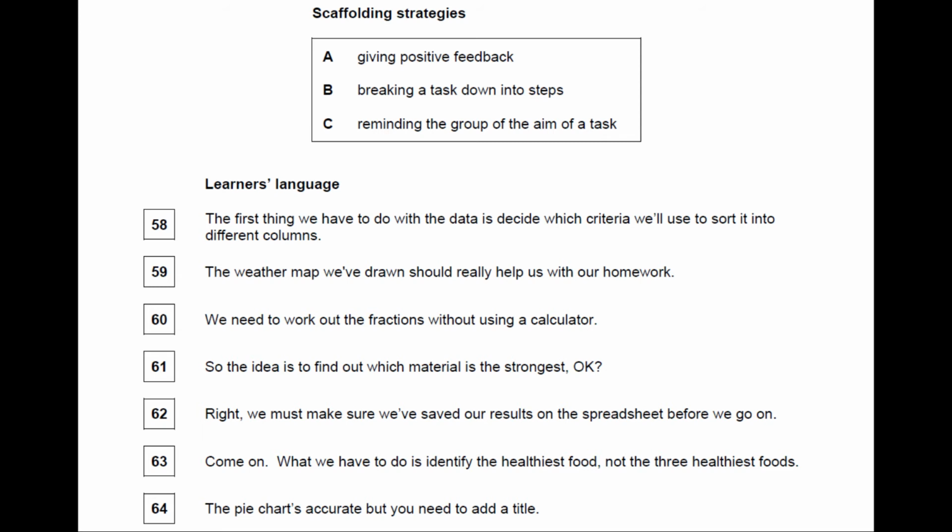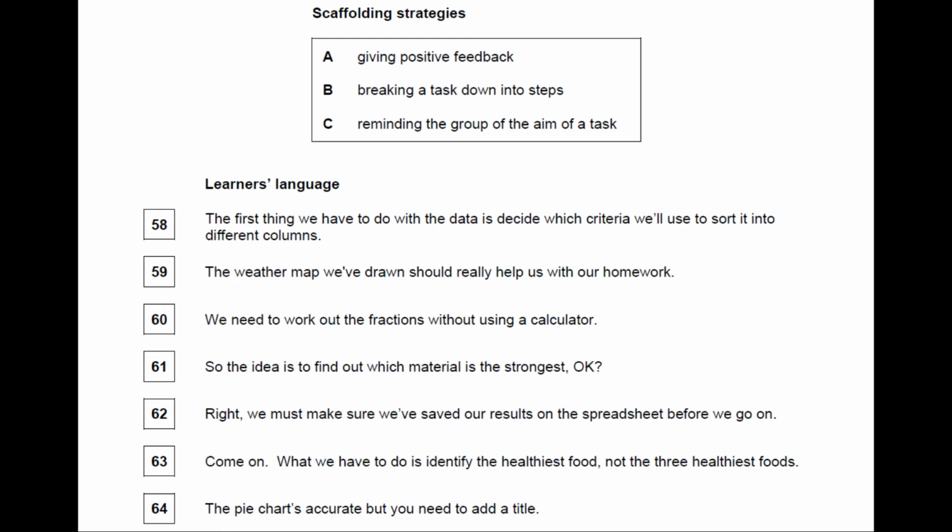59. The weather map we've drawn should really help us with our homework. This is giving positive feedback. 60. We need to work out the fractions without using a calculator. This is reminding the group of the aim of the task. 61. So the idea is to find out which material is the strongest, okay? This is reminding the group of the aim of a task.